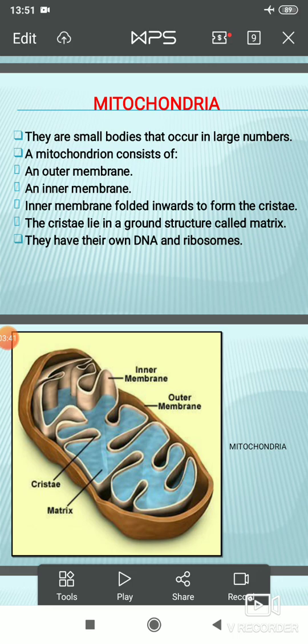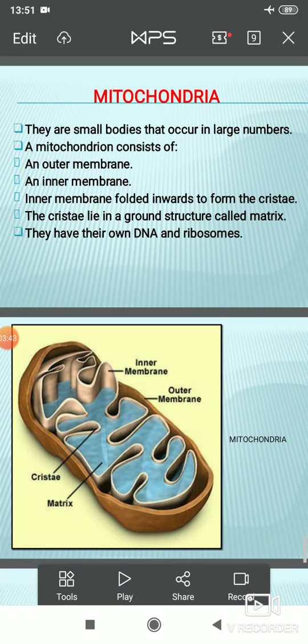This is the figure of a mitochondria. You just see this figure. It shows that it has two membranes, an outer and an inner membrane. The foldings of the inner membrane are called cristae, as labeled there, and the space which the cristae enclose is known as the matrix. The matrix contains DNA and ribosomes. So mitochondria is also responsible for its own multiplication. It doesn't need the help of the nucleus to multiply itself because it has its own DNA and ribosomes.